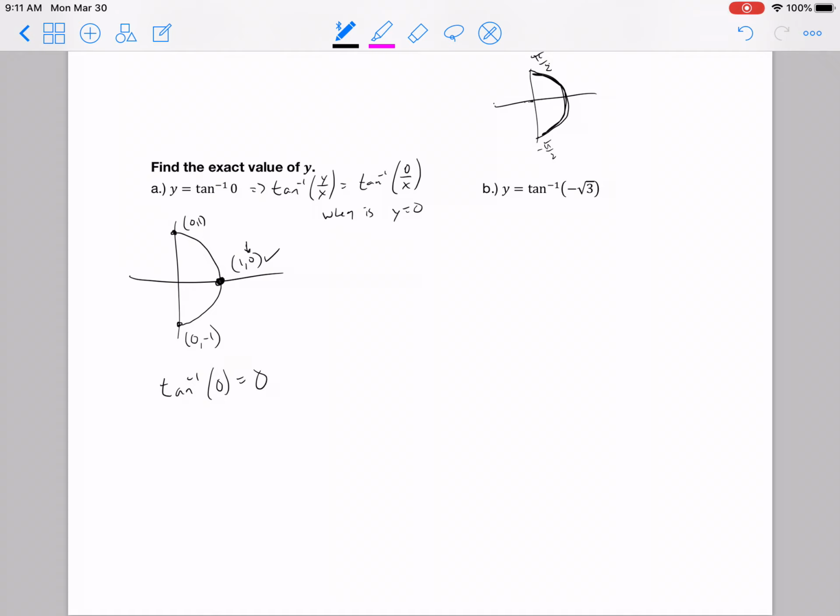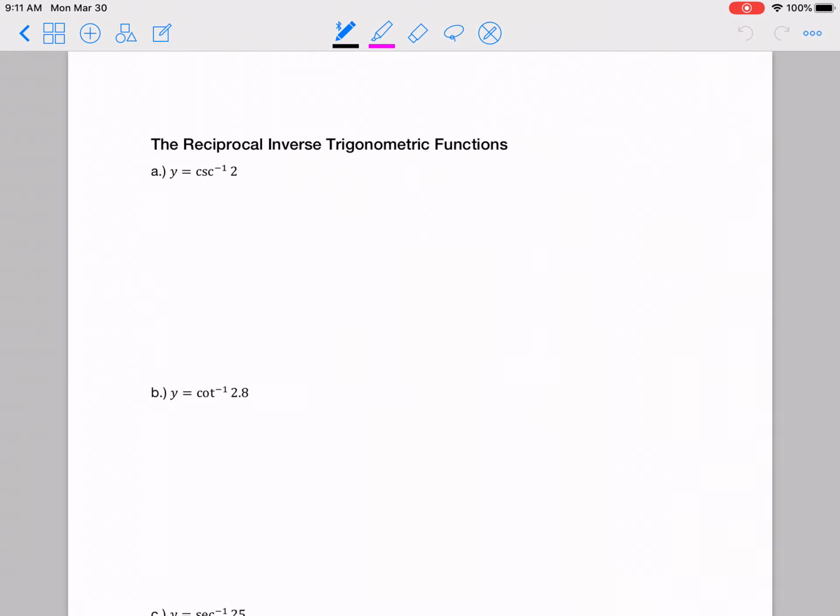All right? And again, I'm going to go ahead and leave that next one for you to try, and I'll write it back in a minute when I'm finished with the video so you can look it up in the notes. Okay? The reciprocal inverse trigonometric function, so y equals arc cosecant of 2.